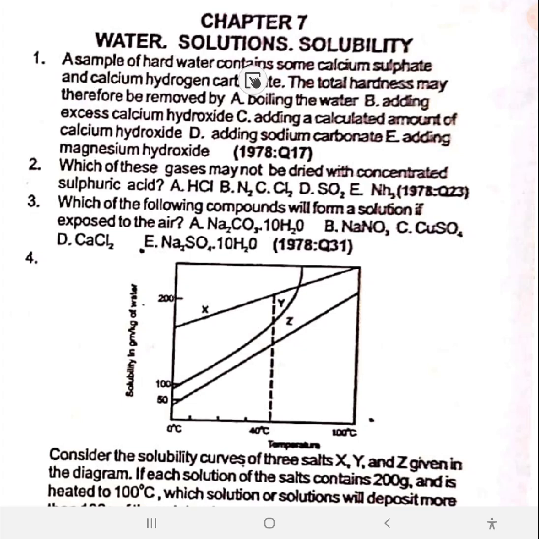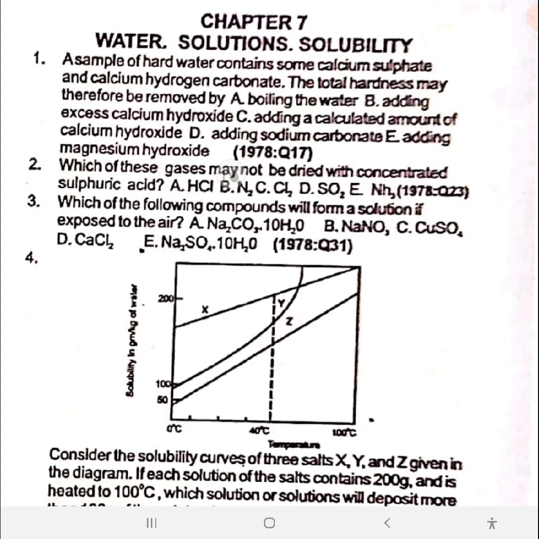A sample of hard water contains some calcium sulfate and calcium hydrogen carbonate. The total hardness may therefore be removed by, jot down, total hardness or permanent hardness. To remove permanent hardness, use washing soda, Na2CO3.10H2O, or caustic soda, NaOH, or sodium zeolite.